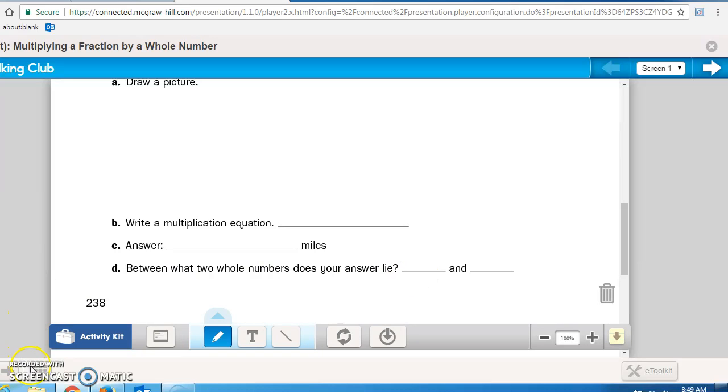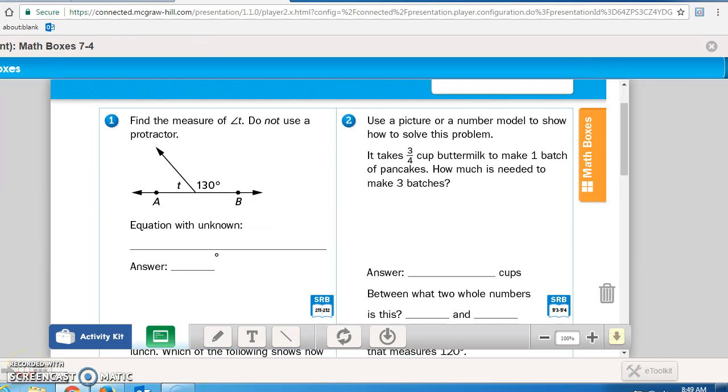Now you pause the recording and finish this page and then bring it up to me. Once I've checked your assessment check-in, you need to do Math Journal page 237.